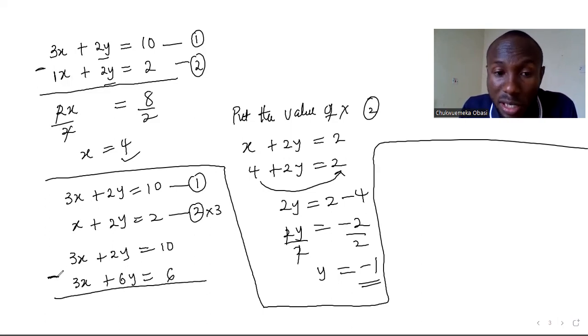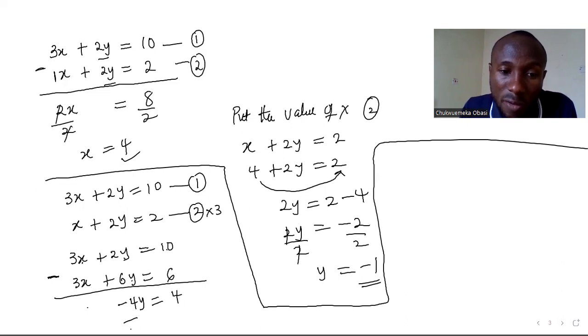Addition will not eliminate x. If I put addition here, 3x plus 3x is 6x. So addition won't work. It is just subtraction, right? So 3x minus 3x will give me 0. 2y minus 6y will give me negative 4y. And 10 minus 6 will give me 4.